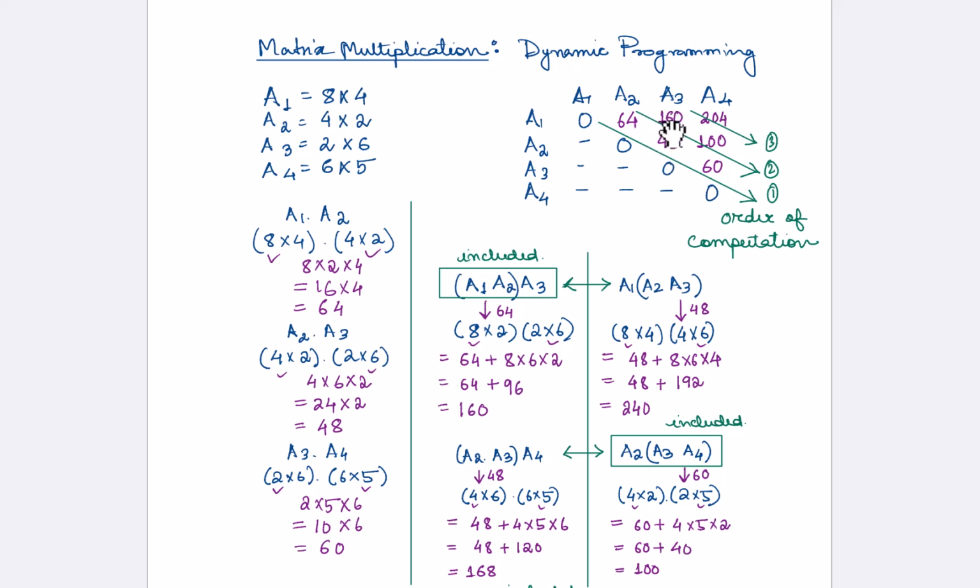Okay, so this is 160, because when we do the other way we get 240, and 160 is lesser than 240. That's why we put 160 here. Still, the explanation has to be completed.